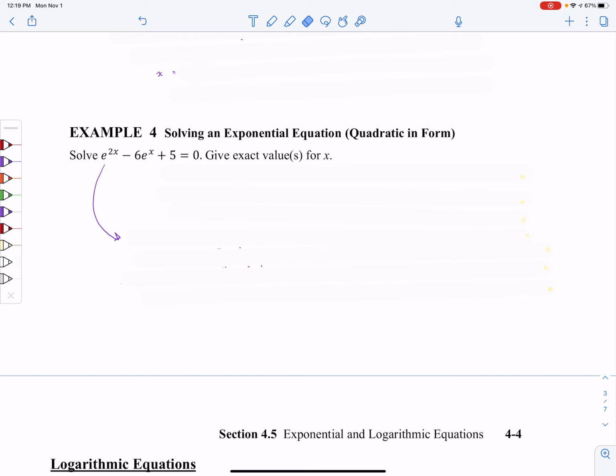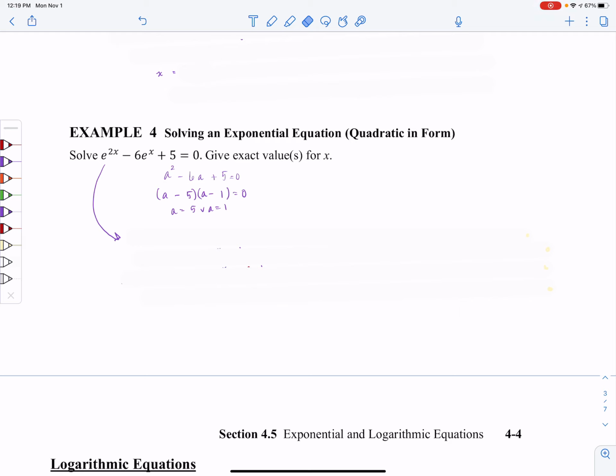Okay, so for the moment, let's pretend that e raised to the x is actually the same thing as an a. So I'm just taking all of my e to the x's and replacing them with an a. And so I have a squared minus 6a plus 5 equals 0. Well, we know how to solve this. We've been solving this since the beginning of the semester. I like to use factoring on this. So this will be a minus 5 quantity times the quantity a minus 1 equals 0, so that my two solutions are either a equals 5 or a equals 1.